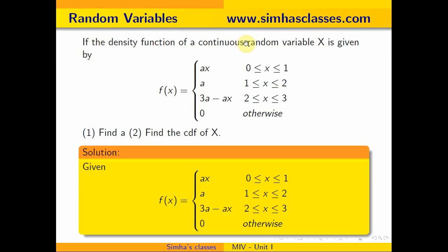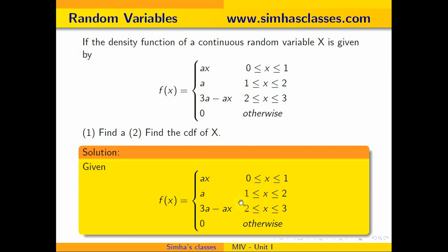If the density function of a continuous random variable x is given by f of x equal to ax in the interval 0 less than or equal to x less than or equal to 1, and a in the interval 1 less than or equal to x less than or equal to 2, and 3a minus ax in 2 less than or equal to x less than or equal to 3, and 0 otherwise. So this is the question. I want to find a and find the cumulative distribution function of x.